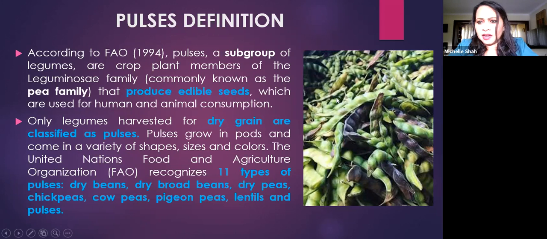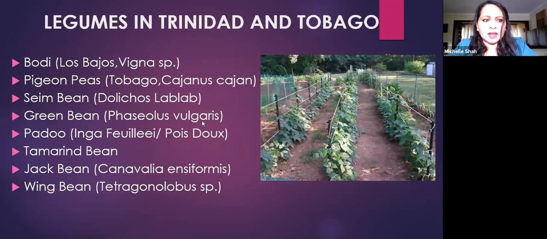So this here is a picture of pulses in the form of pigeon peas. This is what the pigeon pea pods look like. The list of legumes grown here in Trinidad, as I said earlier, is given by scientific names, and these are the scientific names attached to them: bodhi, pigeon peas, same, green bean, padu, tamarind bean, jack bean, and wing bean. And the picture depicts the legumes and the way in which they are grown. They are seen tied to trellises, where you have poles and string tied onto the poles so that the vines can grow along these strings.